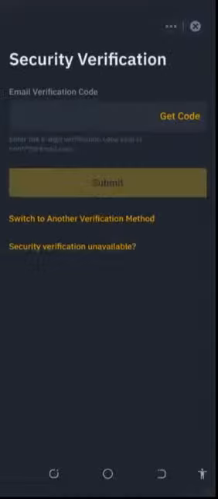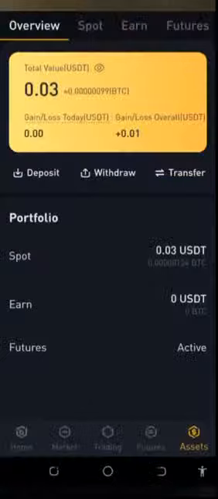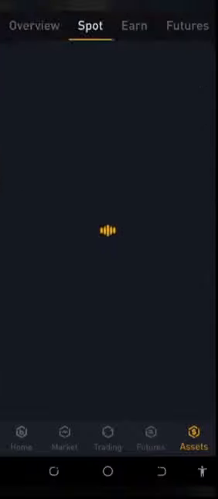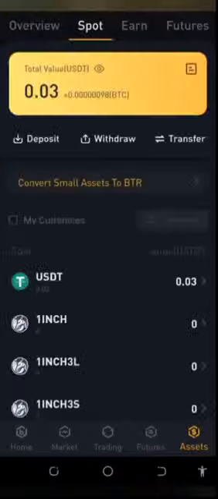Okay, I'll do my verifications and I'll see you on the other side. All right, I'm already in Bybit and it hasn't arrived yet. So let me just refresh. As you can see here, I've got 0.03 USDT. That's a really tiny amount of money. So let's see how this goes. And spot is just 3 cents, and then nothing else.